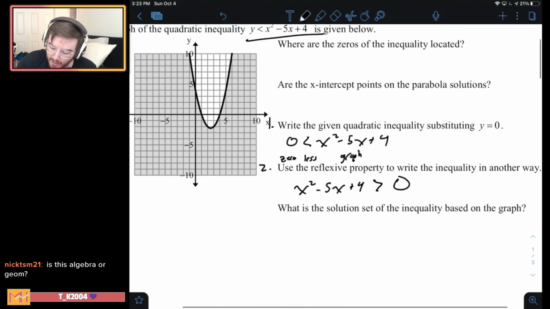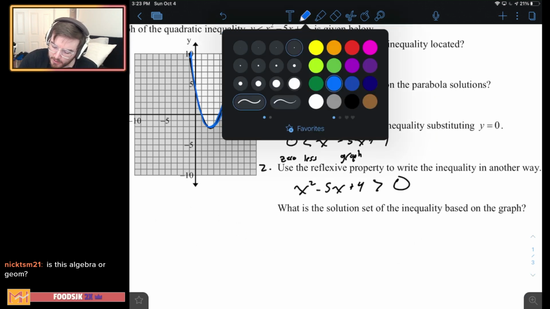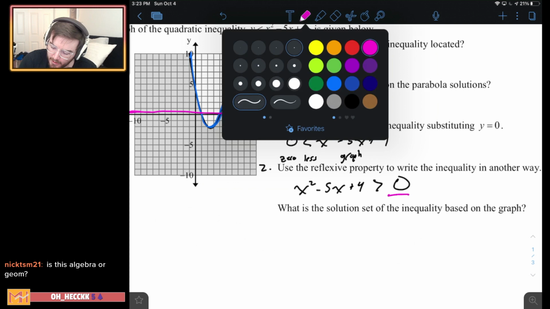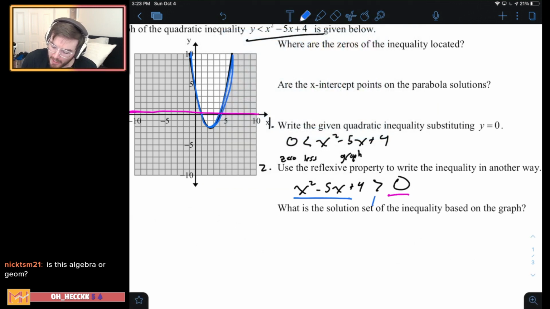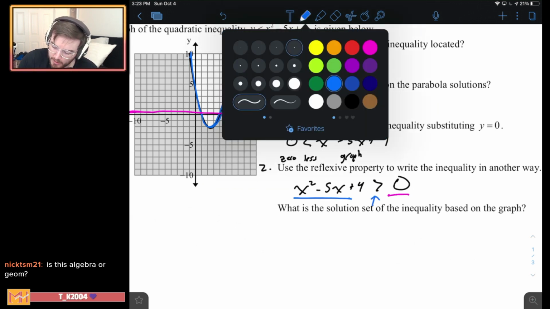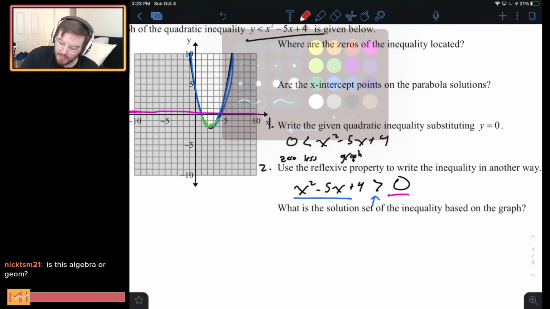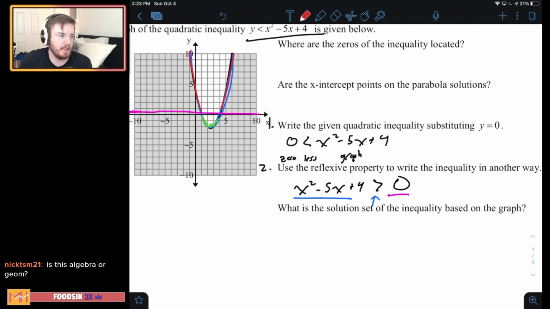So take a look at our graph. Here it is. Here's 0. And we want to know, where is our graph greater than 0? Well, this half down here is less than 0, and these arms right here are greater than 0. That's the proper solution. That's my bad for misreading.